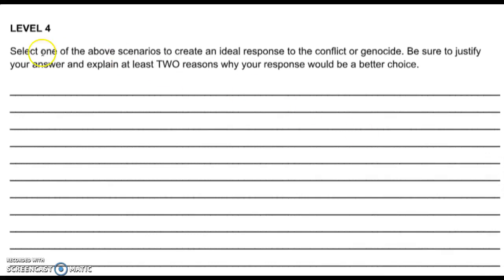Level 4. Select one of the above scenarios, so any of those, let's say you do Rwanda, to create an ideal response to the genocide or conflict. So what should have been done? What would be the perfect response of the international community, whether it be the UN, the US, or someone else? Be sure to justify your answer and explain at least 2 reasons why your response would be a better choice.